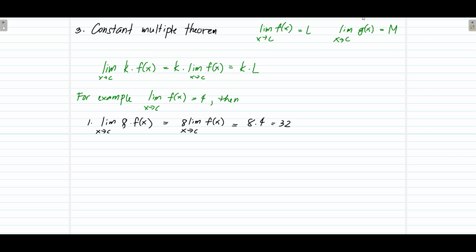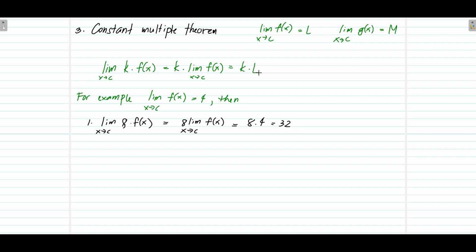So we're going to consider these limits in the succeeding theorems. So limit of k, let's go back to constant multiple theorem. Limit of k, which is a constant, times the function is the same as taking out the constant k times the limit of the function as x approaches c is equal to k times L. So yung L natin, we have already defined that it is the limit of the function f of x.